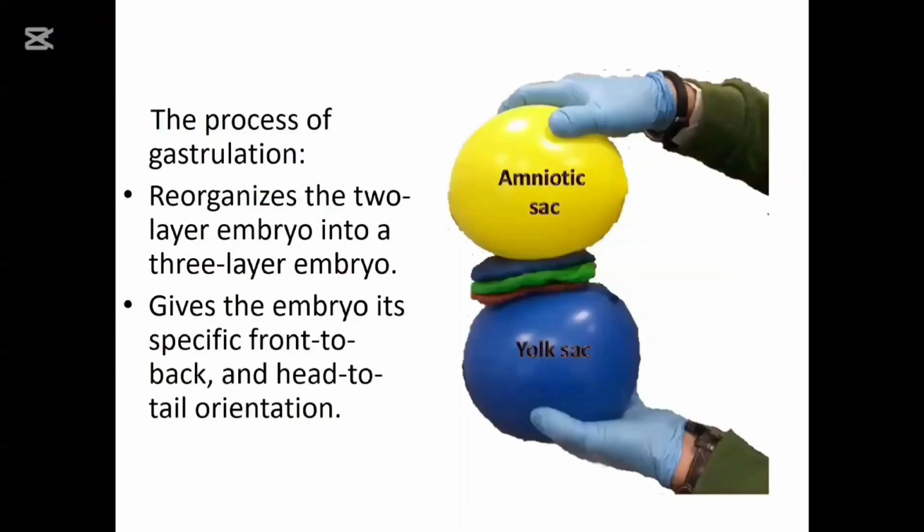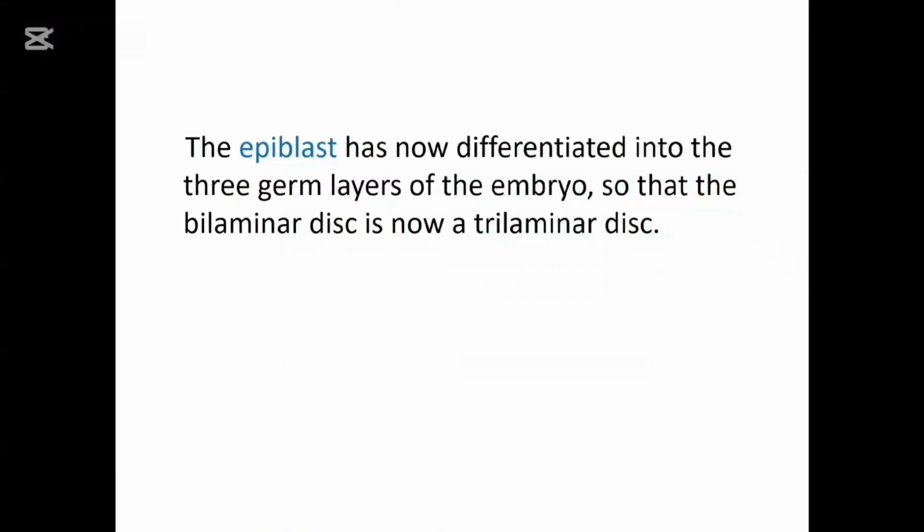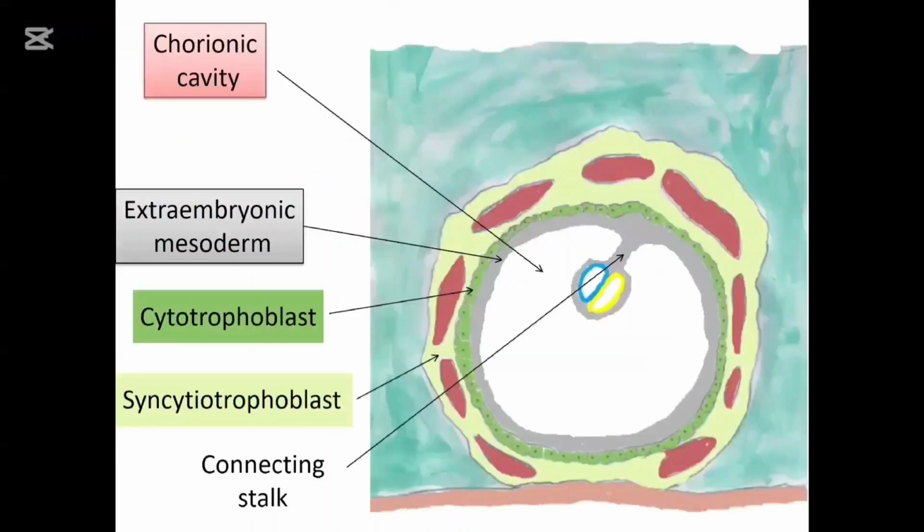Here is the amniotic cavity and yolk sac, and the embryonic disc is in between. Cells within the embryonic disc must differentiate and migrate, forming three germ layers: ectoderm, mesoderm, and endoderm. This cell movement that establishes the primary germ layers is called gastrulation, and the embryo during this period of time is called gastrula. The epiblast has now differentiated into three germ layers of the embryo. So the bilaminar disc becomes a trilaminar disc.